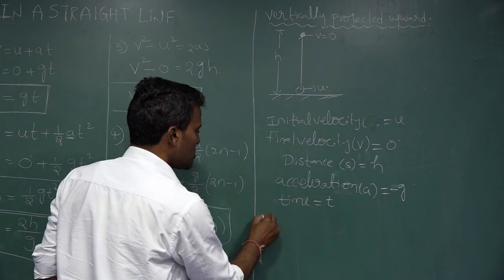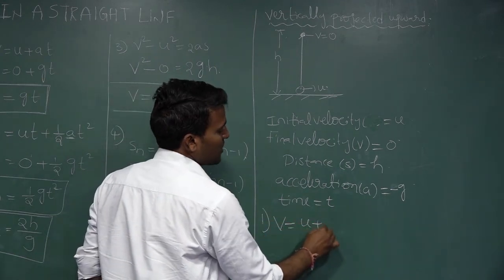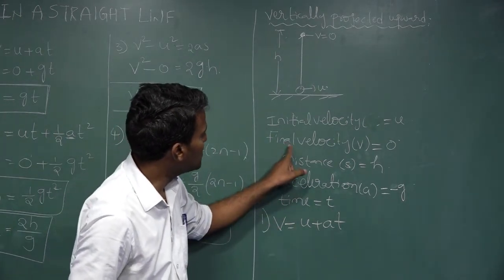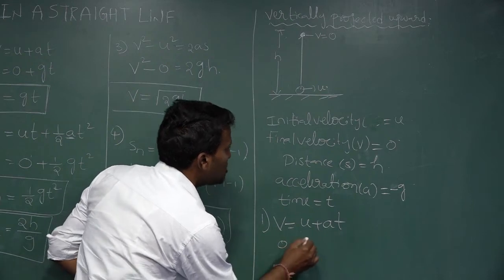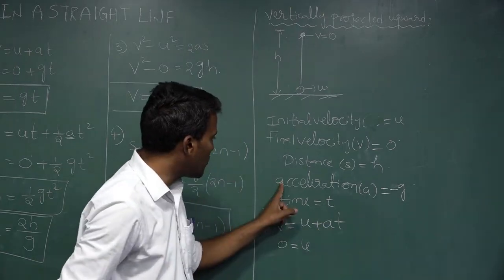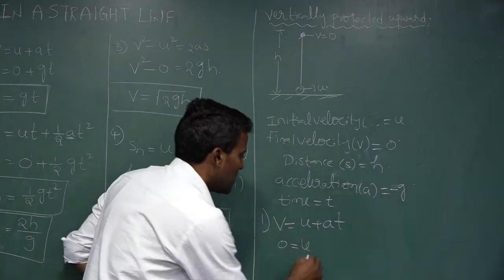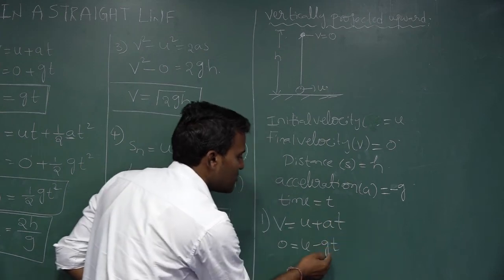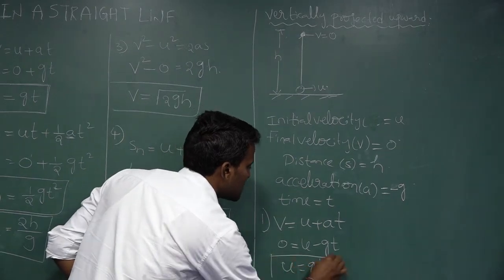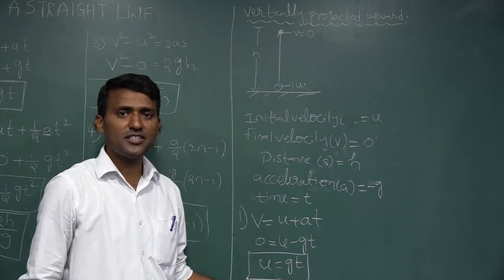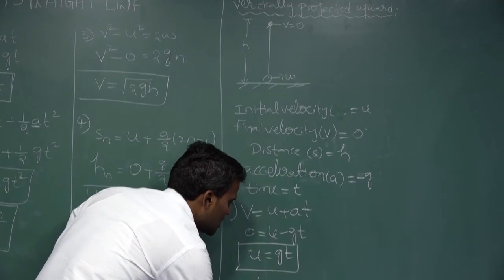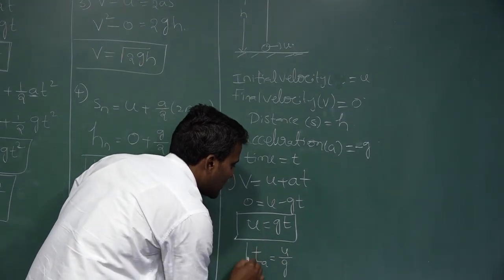Now again, first equation of motion, v is equal to u plus at. What about the final velocity v? Final velocity is 0. Initial velocity is equal to u. Acceleration a is equal to minus g, and time is t. So 0 equals u minus gt. If I take it to this side, u is equal to gt. Now here I am writing t is equal to u by g. This t I am writing as ta.